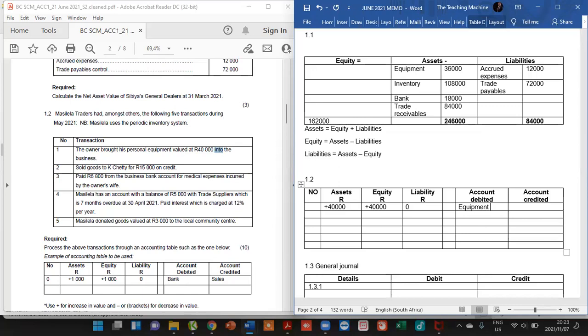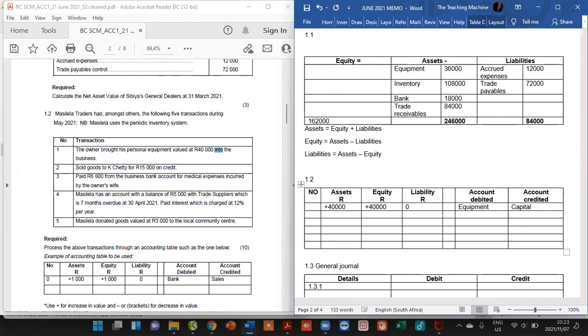Now, which other account should be affected in this transaction? It should be capital. What is capital? Any contribution made by the owner into the business. If the owner contributes into the business, we classify that transaction as capital. The owner is adding equipment into the business. The owner's contribution into the business increases.